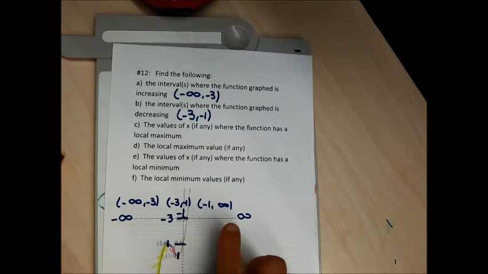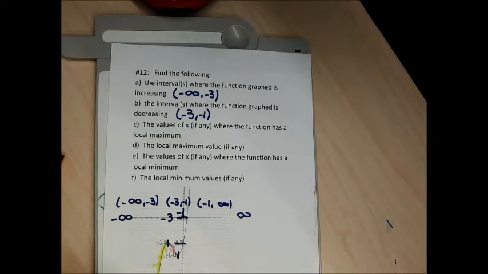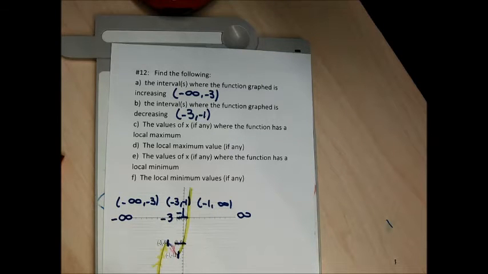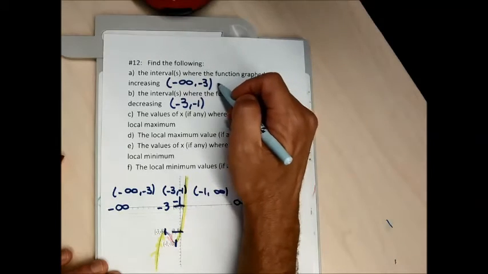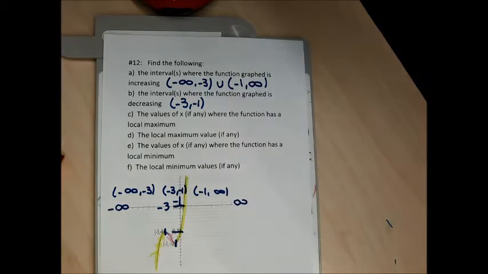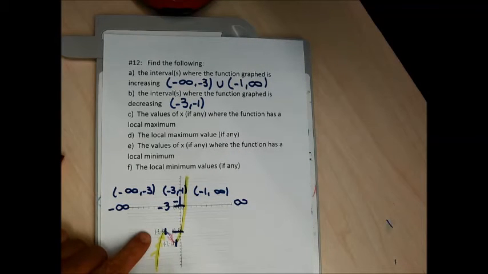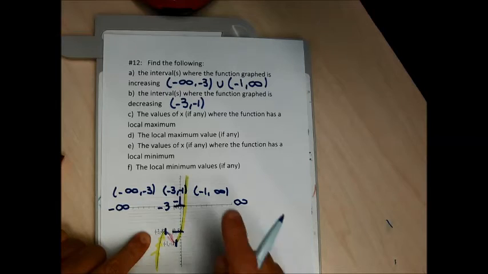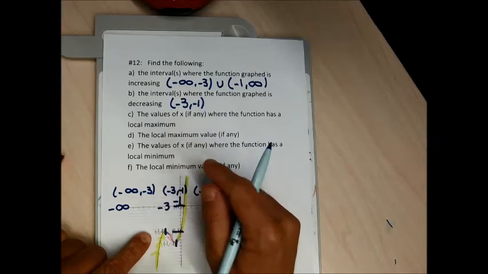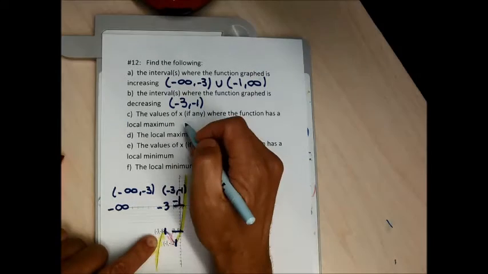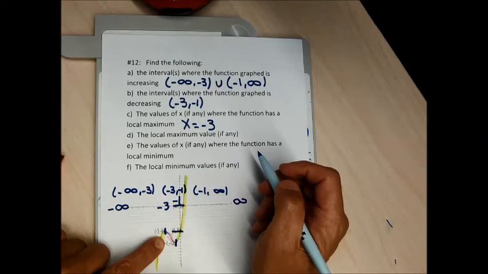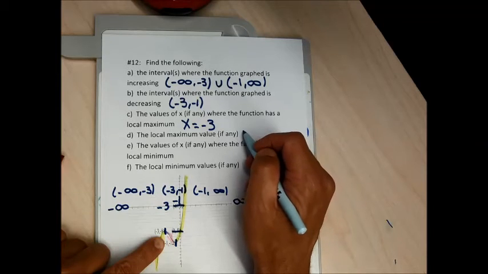And in the last interval, -1 to infinity, as I move from left to right, the graph is going higher. So that's going to be another increasing interval. And when you have two intervals that do the same thing, you separate them with a union. This point (-3, -8) is a maximum point, and Part C wants the x-coordinate where the function has a local maximum. That's going to be that hump right there, x equal to -3. Then it wants the local maximum value, which is the y-coordinate, y equal to -8.